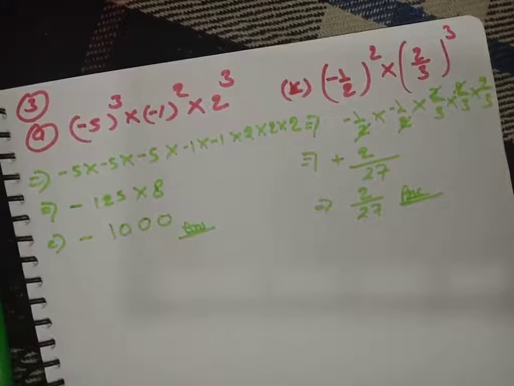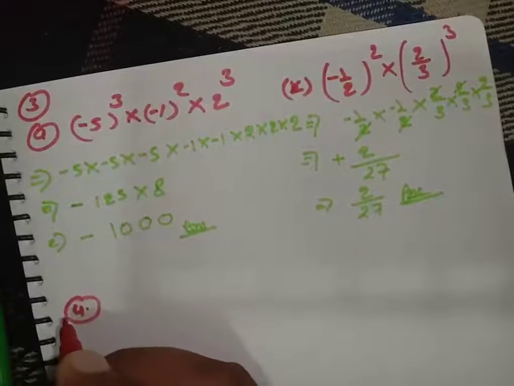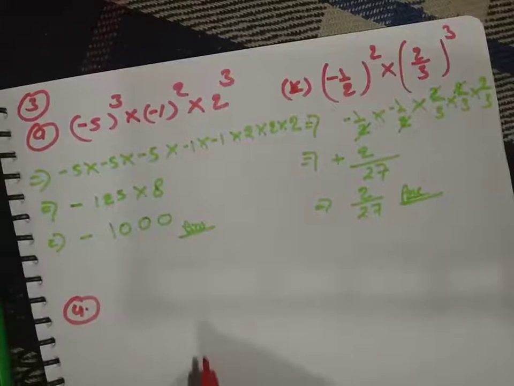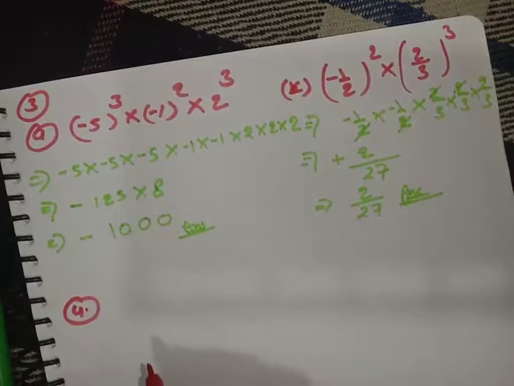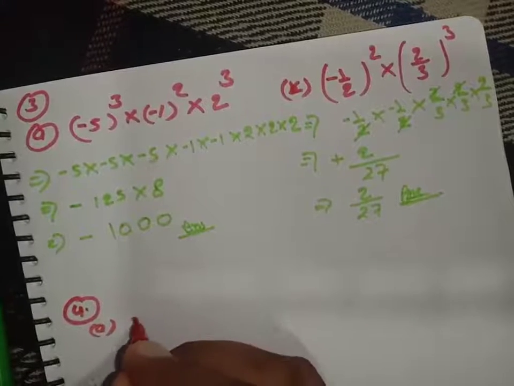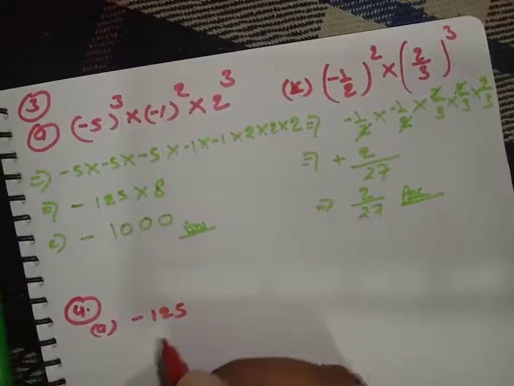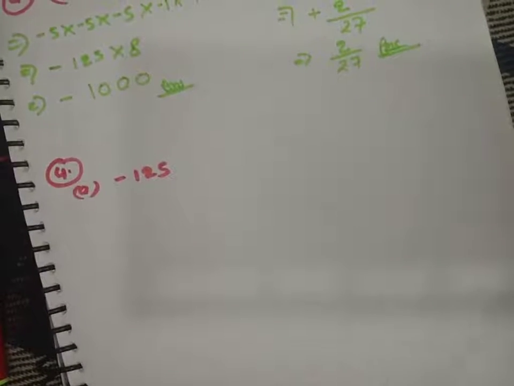Okay, and question number 4. Question number 4 is: express in power notation. The first question, A, is minus 125.